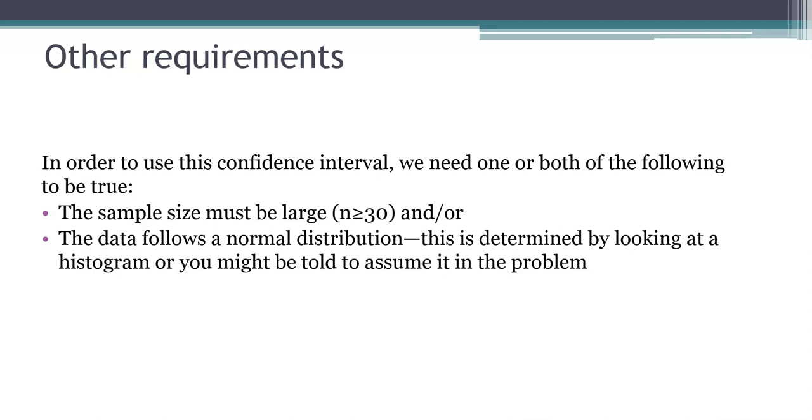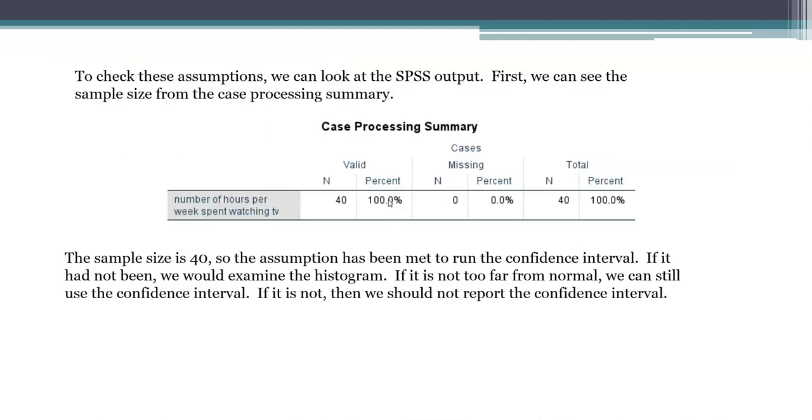But the good thing is that according to the central limit theorem, we can still assume that x bar follows a normal distribution as long as we have a large sample size. So we only need one of these two things to be true. So if you look at your SPSS output and see that the sample size is large, then you don't need to check normality. All right, and if you're told that the data follows a normal distribution, or if you see that it does, you don't have to worry about the sample size. You only need one of those two things to be true.